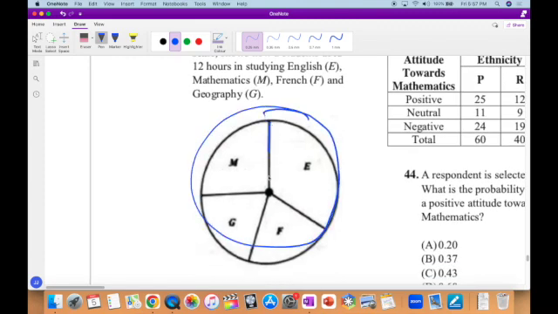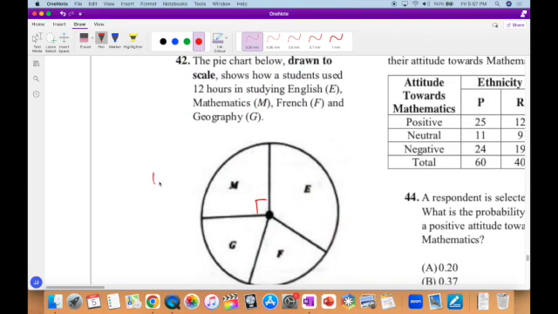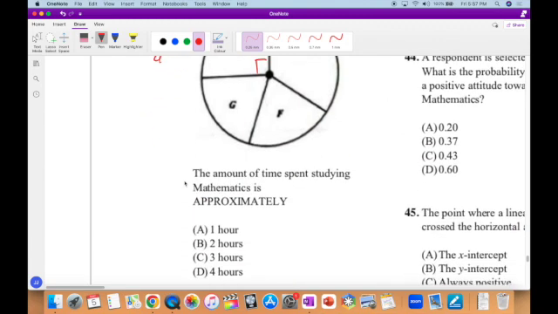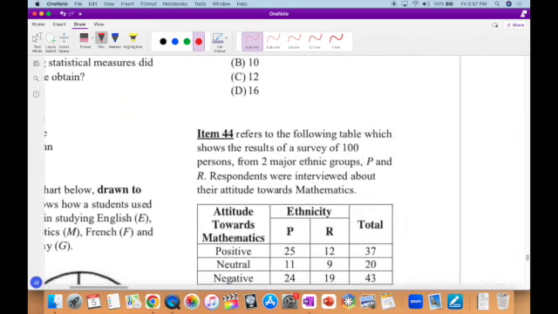We can see maths looking 90 degrees-ish. They use the word approximately. We can never be sure. But it would be a quarter of 12. So it would be 12 hours divided by 4, which is about 3. So 3 hours approximately for maths.